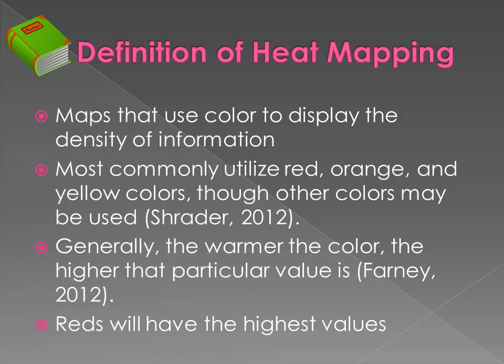In the definition of heat mapping, they use color to display the density of information. Typically, your hotter colors, which would be your red, orange, and yellows, would illustrate a better number or higher density for that number. And your reds are typically going to have the highest data values. So your cooler colors, which would be your blues and greens, would have lower data values as opposed to the hotter colors. Though, as we'll see in this presentation, they can change, particularly depending on the application.